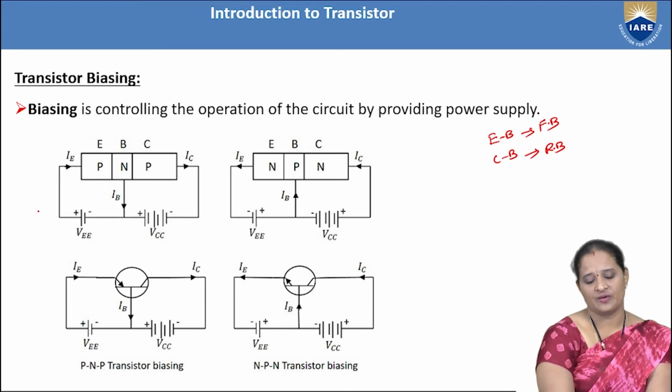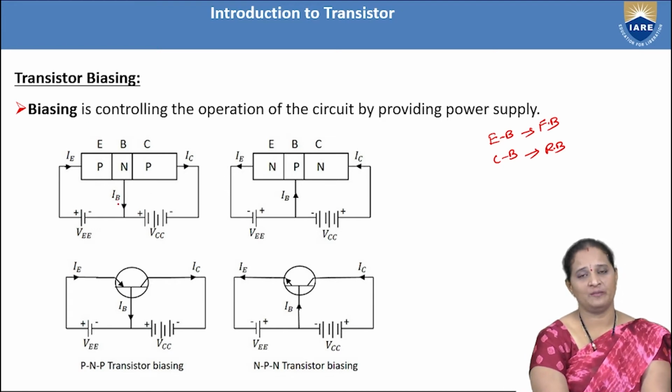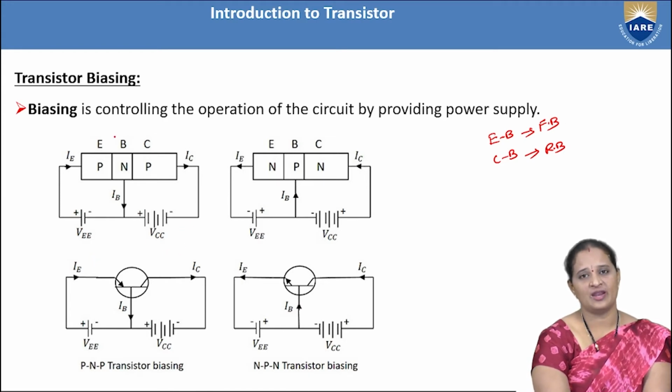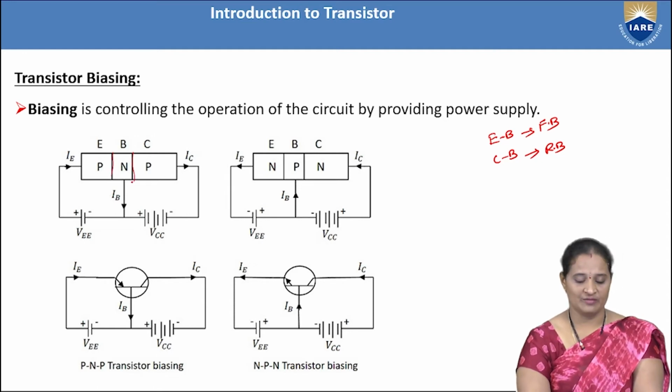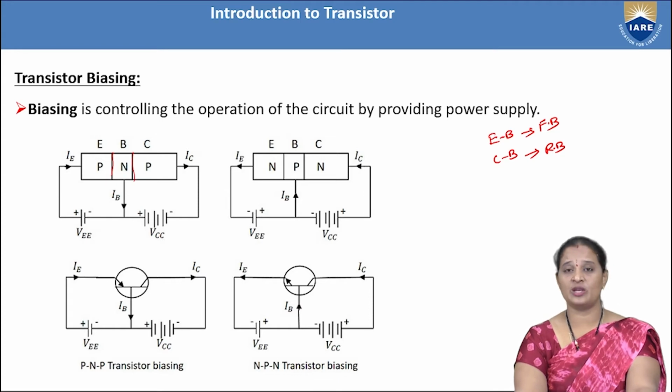So this is the PNP transistor we are considering, and we are providing the external DC supply. That means we are biasing the transistor such that the emitter to base junction is forward biased and the collector to base junction is reverse biased. What is the emitter terminal? P-type.